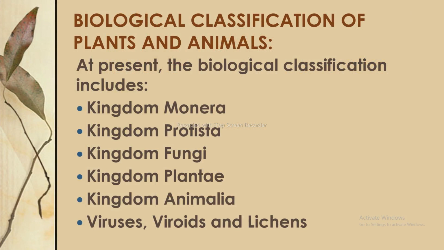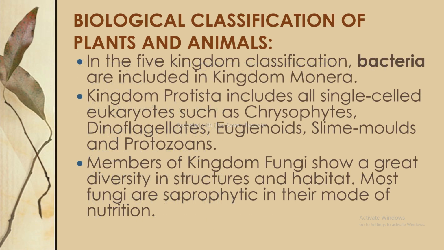At present, the biological classification includes kingdom Monera, kingdom Protista, kingdom Fungi, kingdom Plantae and kingdom Animalia, viruses, viroids and lichens. In the five-kingdom classification, bacteria are included in kingdom Monera. Kingdom Protista includes all single-celled eukaryotes such as the chrysophytes, dinoflagellates, euglenoids, slime molds and protozoans. Members of kingdom Fungi show a great diversity in structure and habitat. Most fungi are saprophytic in their mode of nutrition.